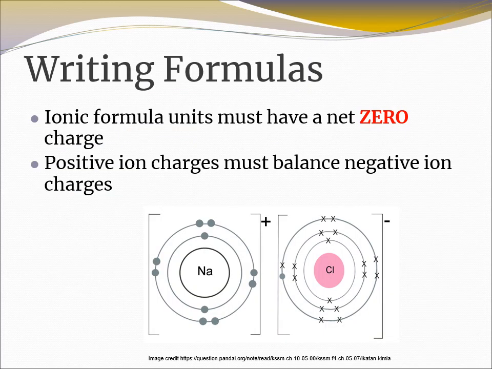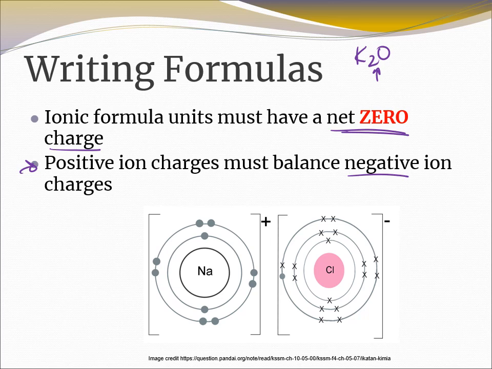Now we're going to add a little more detail about why, a couple of slides ago, the formula for K2O, potassium oxide, had that 2 in it. When we are writing formulae for ionic compounds, they need to have a net zero charge. That means the number of positive ion charges has to balance the negative ion charges.